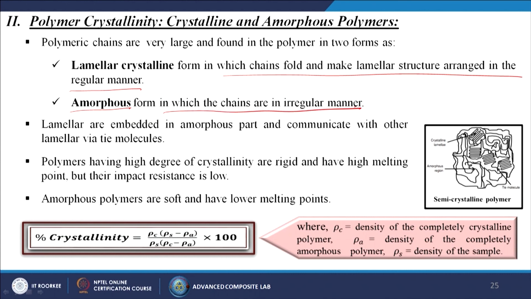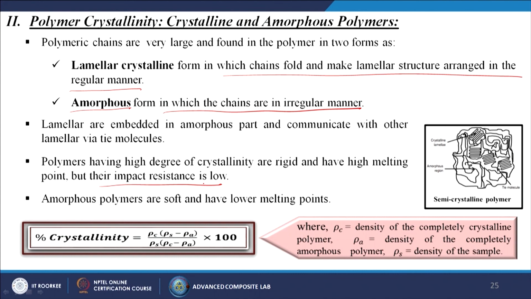So, lamellae are embedded in the amorphous part and communicate with other lamellae via tie molecules. Polymers having a high degree of crystallinity are rigid and have a high melting point, but their impact resistance is too low. Amorphous polymers are soft and have lower melting points.